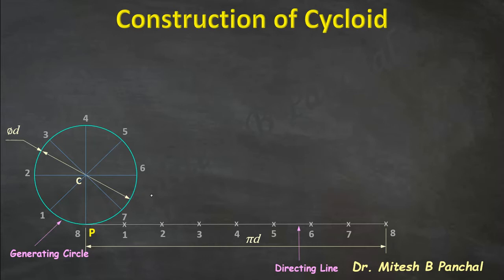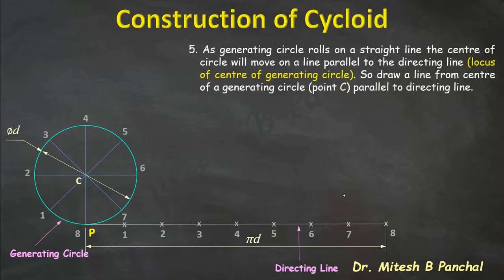Now as this generating circle rolls on a straight line, the center of the circle will move on a line that is parallel to the directing line. The line on which the center of the generating circle moves is known as the locus of center. So draw a line from the center of the generating circle, that means from the point C. This line is nothing but the locus of center on which the point C will move when the generating circle rolls on the directing line.